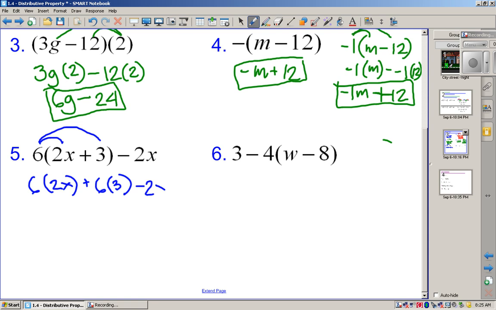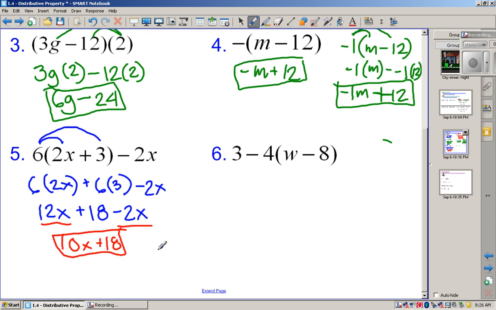And you might be ready to just do 6 times 3 in your head and write 18 there. But I'm still going to show all my steps and all my work here. 6 times 2x is 12x. Plus 6 times 3 is 18. Minus 2x. So now I look, are there any terms that I can combine, any like terms here? Well, I have 12x and I have a minus 2x, so I can combine those. 12x minus 2x is a total of 10x. And I still have the plus 18. So my final answer is 10x plus 18.